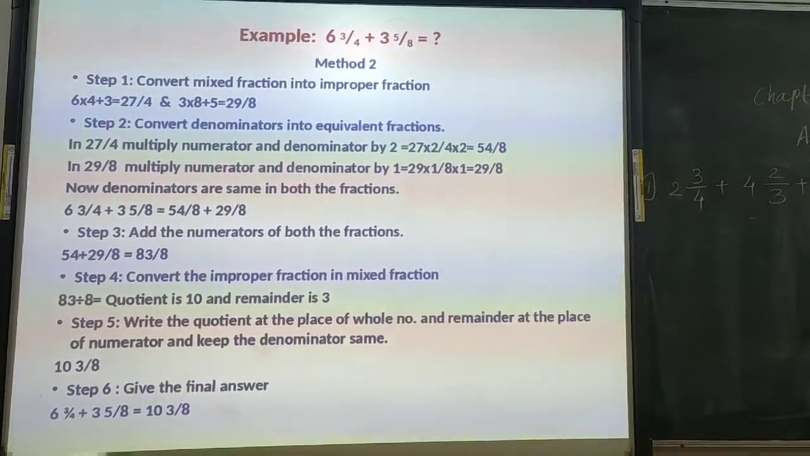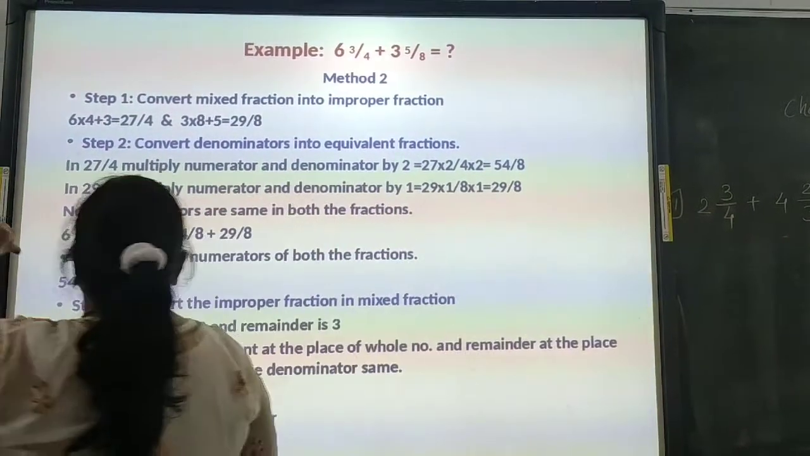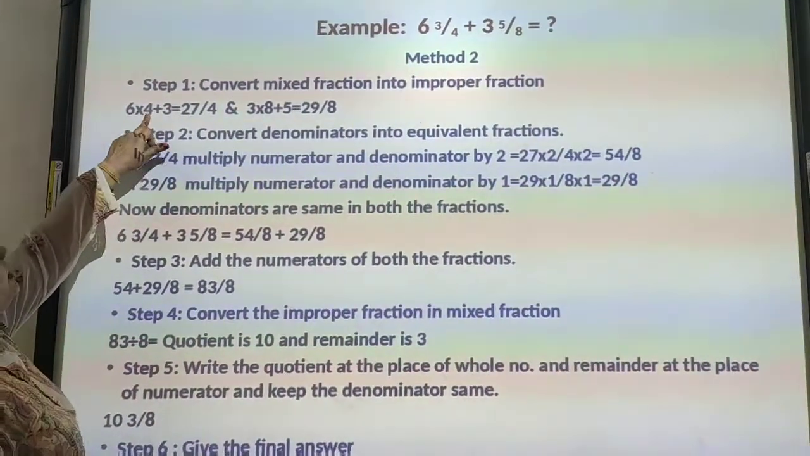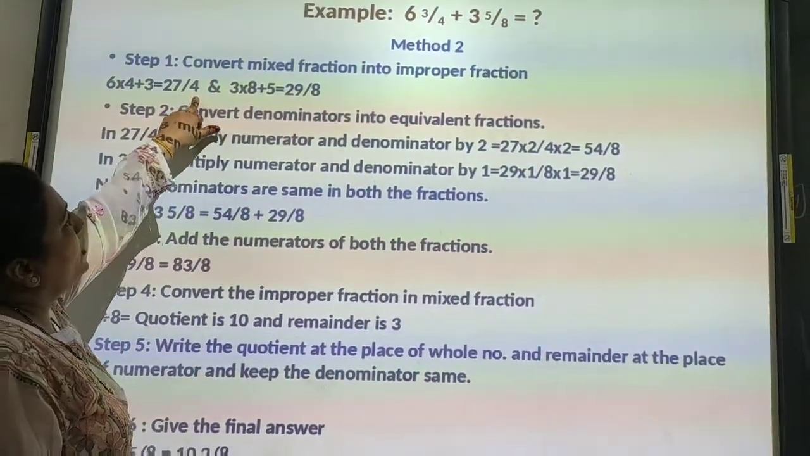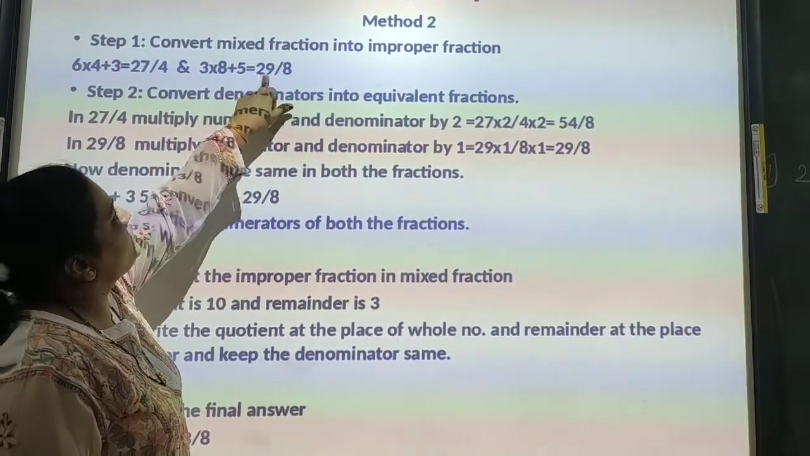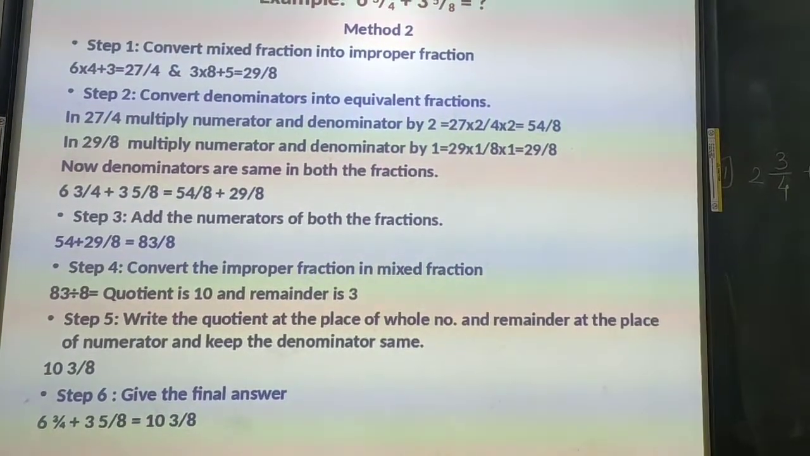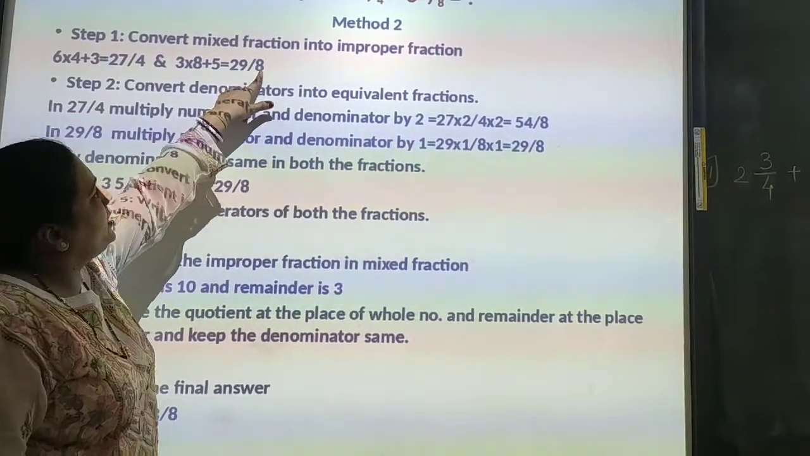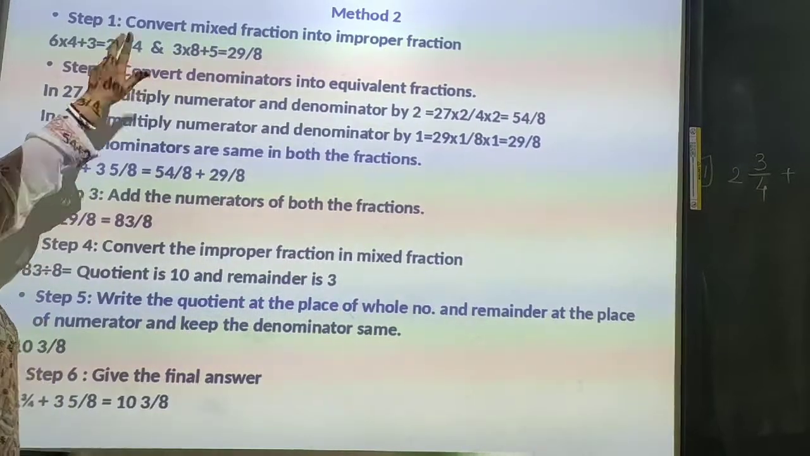See the same example by the second method. Convert the mixed fractions into improper fractions. First 6 3 by 4: whole number multiplied by denominator, add numerator. So the answer is 27 by 4. Again, whole number multiplied by denominator plus numerator. The answer is 29 by 8. Now we convert this into an equivalent fraction. Here 4 is the denominator, here 8 is the denominator. So 4 twos are 8, and we will multiply this one with 2.